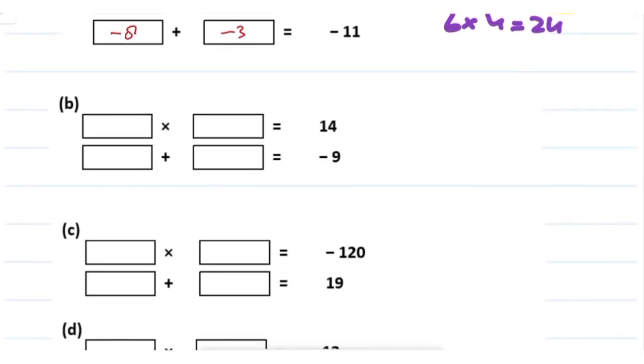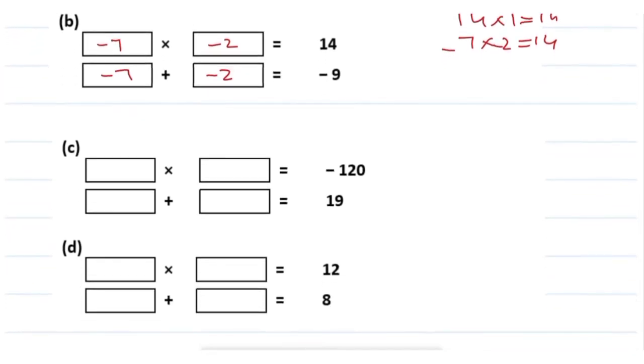Similarly, for the next example, there is 14. We'll be looking for two numbers whose product is 14. 14 times 1 is 14, and 7 twos are 14. Nothing else is there. So if we take -7 and -2, -7 times -2 is +14, and -7 and -2 added together give -9. So these are the two factors.